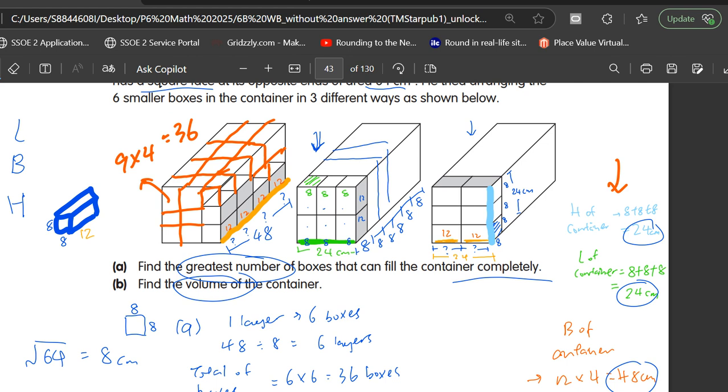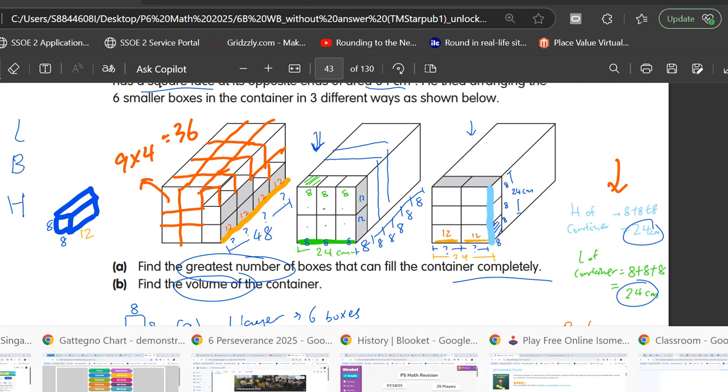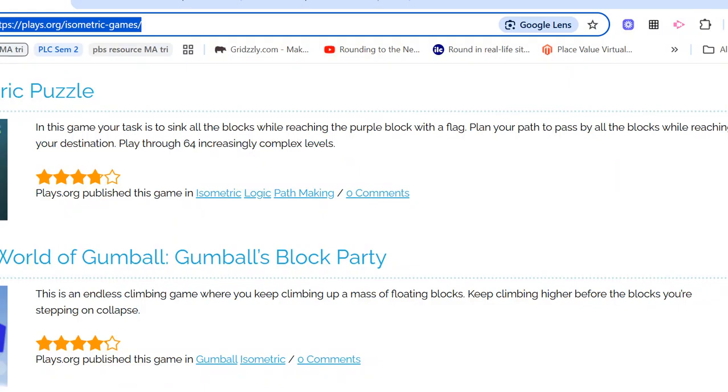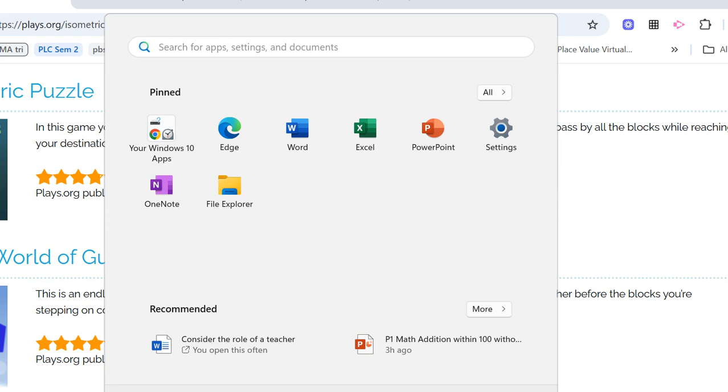Okay. Now, for the last part, I know many of you are ready and excited. I can give you about 5 minutes to try out the games on this page. Let me type the address big for you.